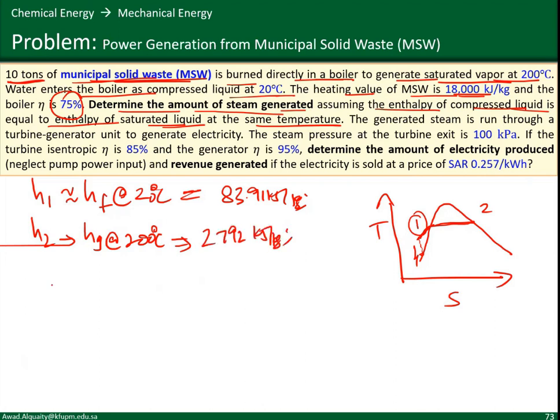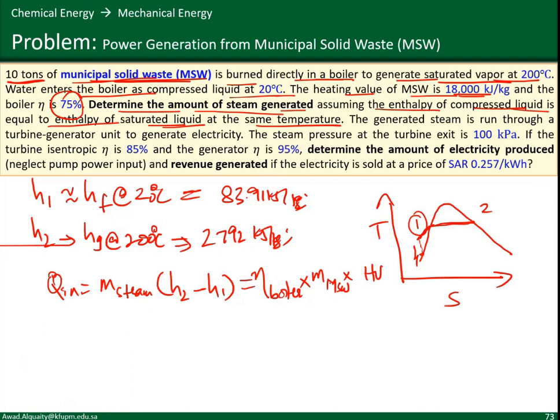Now, when we look at the boiler, the heat input within the boiler is equal to the mass of steam, or the mass of water, both of which are exactly the same, times the enthalpy change within the boiler, which is H2 minus H1. This is the enthalpy change within the boiler. And this exactly should be equal to the boiler efficiency times the mass of waste that we were burning, the mass of municipal solid waste, times its heating value.